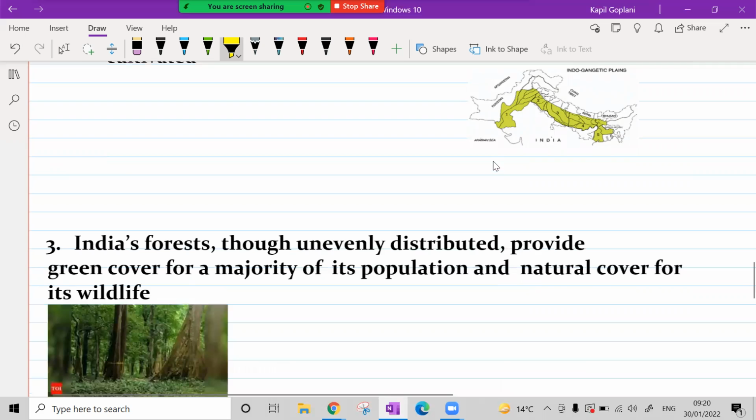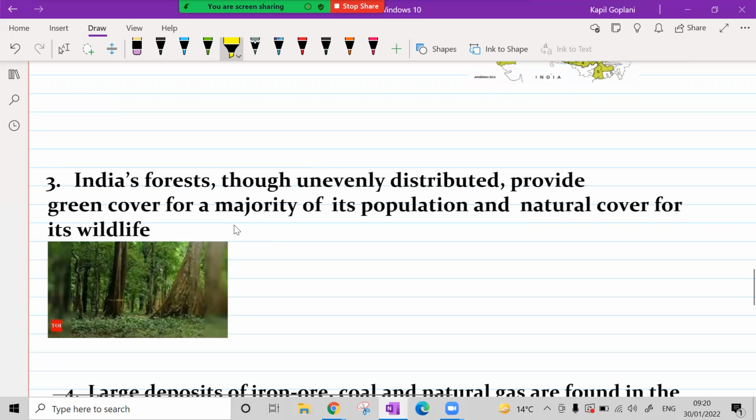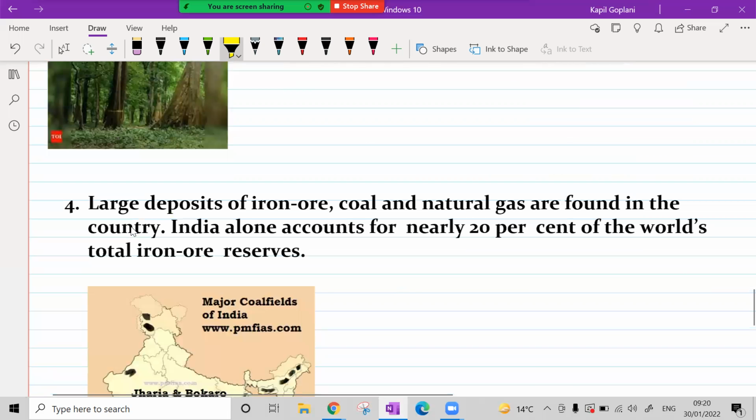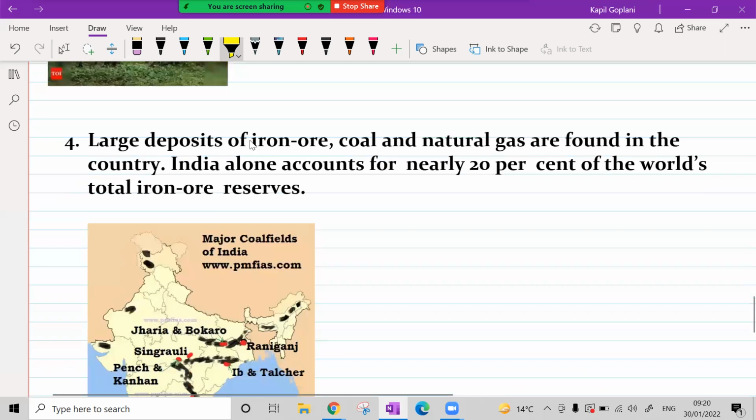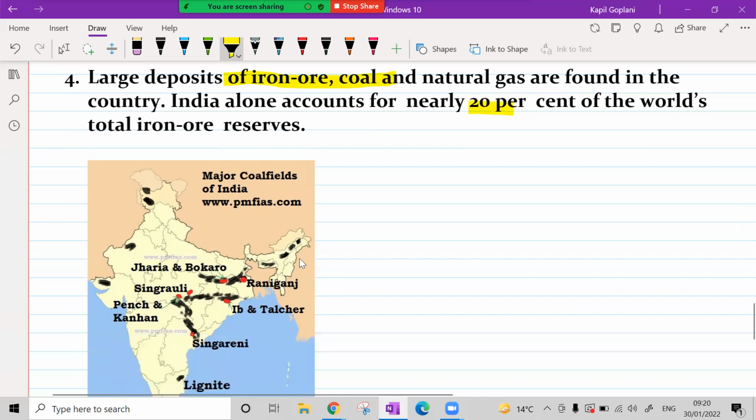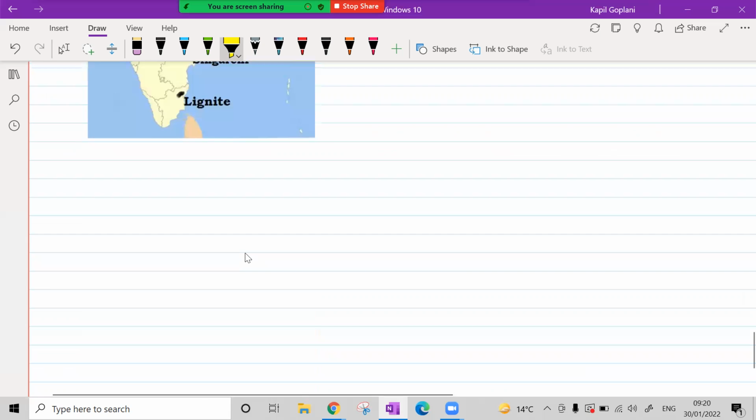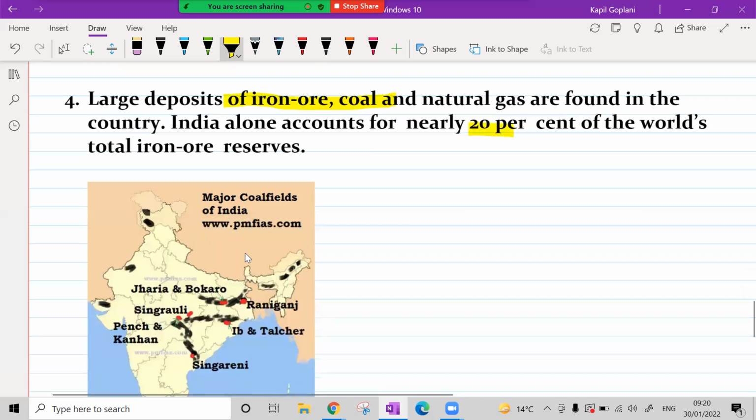Third, the Indian forests are very unevenly distributed, but they are providing a home for the majority of the wildlife population. Okay, so this is the third point. Coming to the fourth, India also has deposits of iron ore, coal and natural gas. Nearly 20% of total world iron ore reserves are located in India. You can see the major coal fields that have been given. So here they want to display that overall India has a good state. These are the 4 points you can note down, as these notes have already been shared.